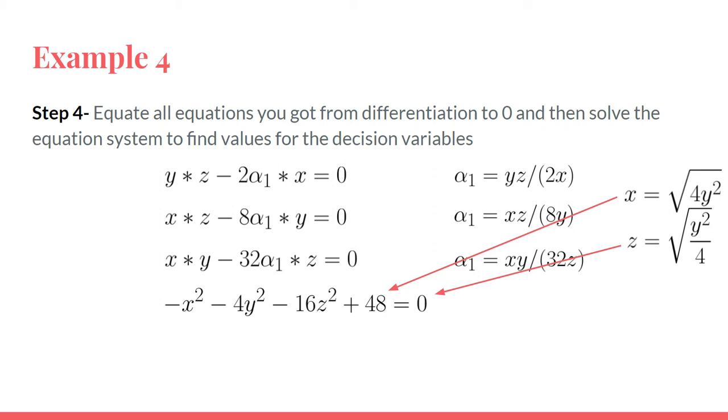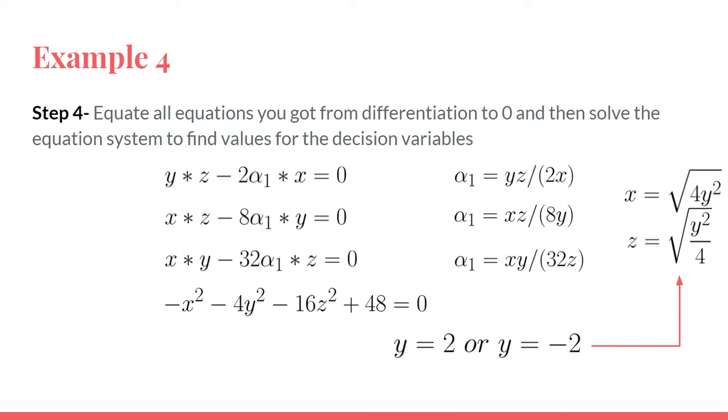We will then apply these two values to our fourth equation. By doing this, we have that minus 12y squared plus 48 is equal to 0. This means that y is equal to 2 or y is equal to minus 2. By applying these values to the equations of x and z that we found before, we have that x is equal to 4 or x is equal to minus 4, and z is equal to 1 or z is equal to minus 1.